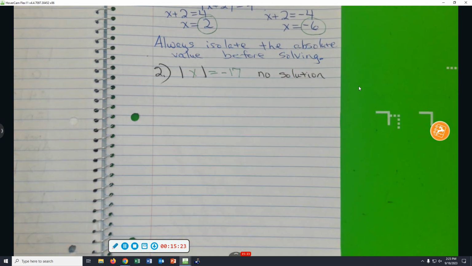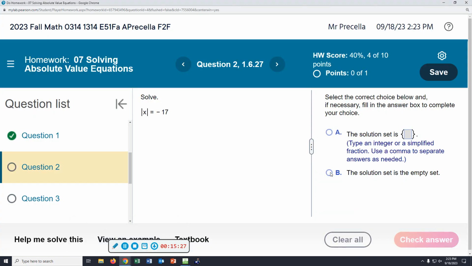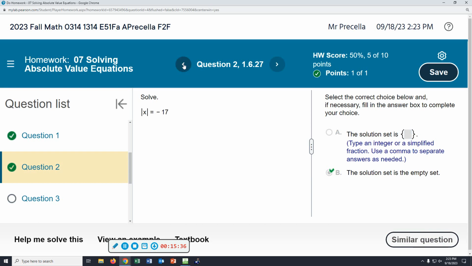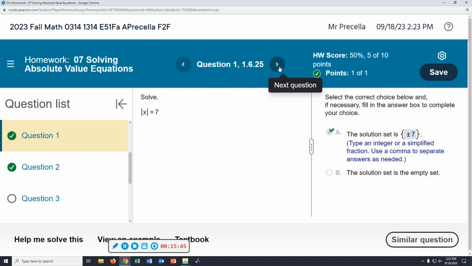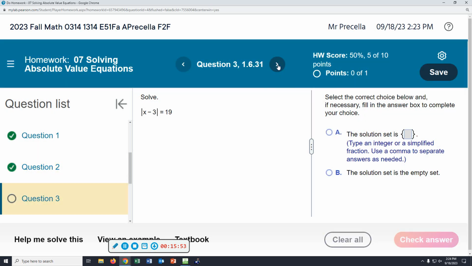But Pearson has a select empty set because they don't give a no solution option. Any questions on our logic there? You'll see the difference between problem 1 and 2. What's the difference? And don't say one has a 7 and one has a 17. The big difference is on the right, on number 1, it's a positive number. And on number 2, it's a negative number.